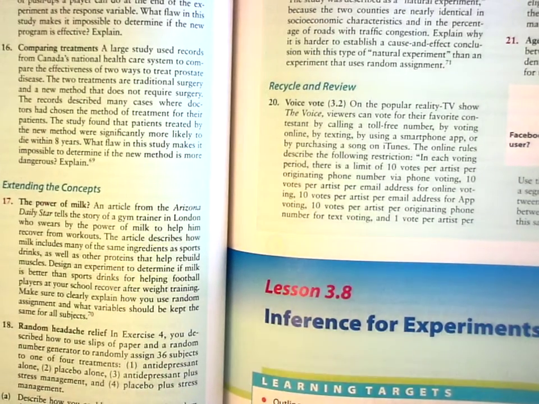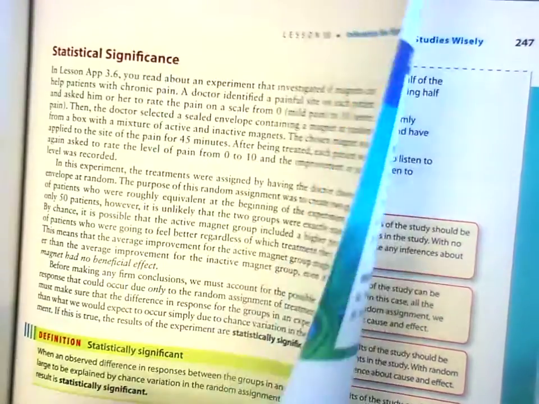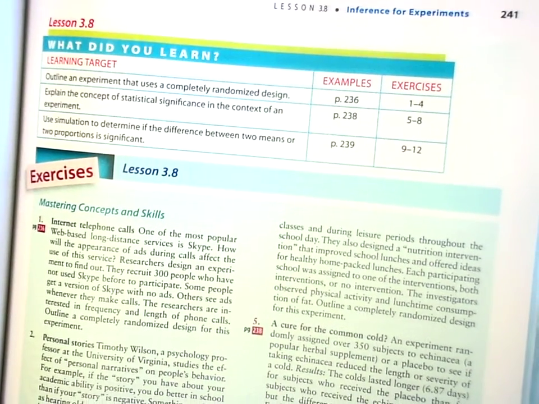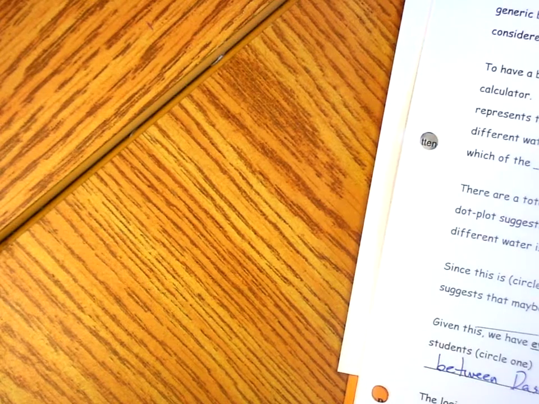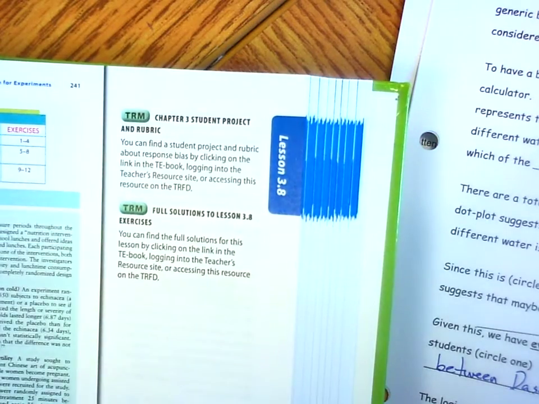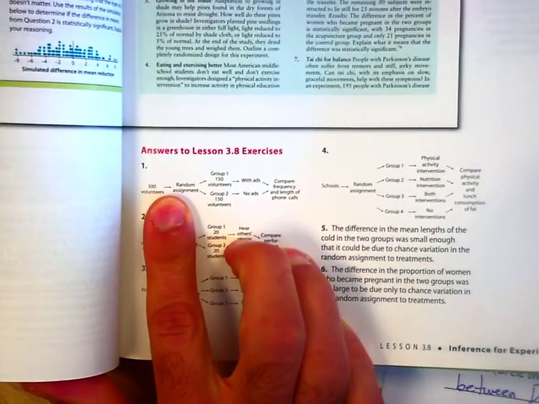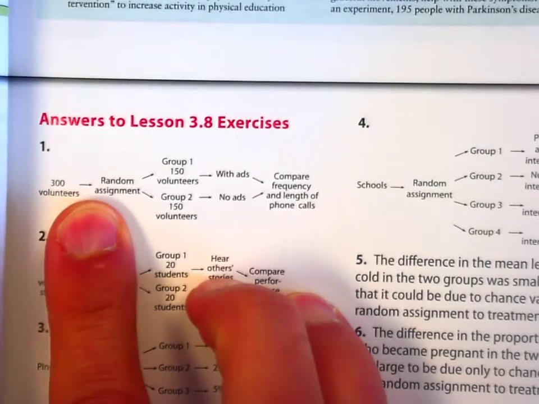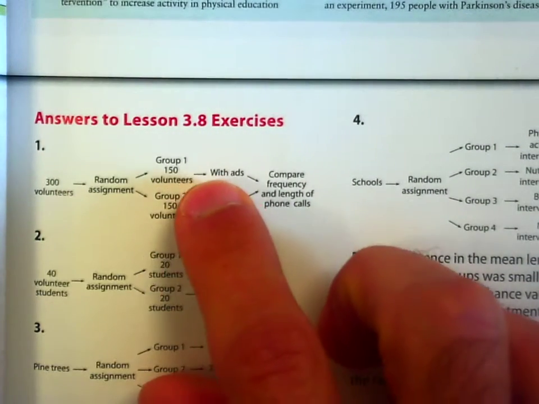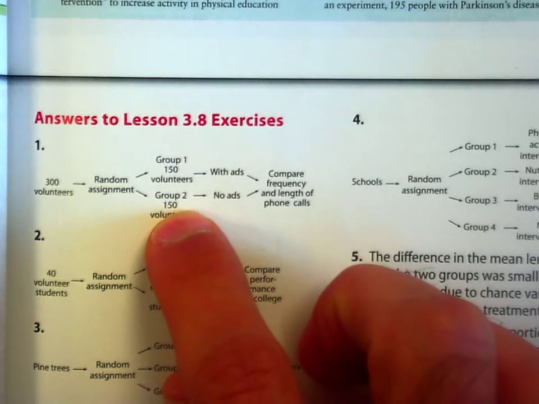So, designing experiments. The 2 questions that I wanted you to be able to draw a picture of regarding the experiment were on page 241. Those were questions 1 and 4. So here's the diagram for question number 1. Here's one way at least to draw it. We'll zoom in on it. So we start with 300 volunteers. It's really important then that we have random assignment into the 2 groups. We have a group of 150 volunteers here. We have a group of 150 volunteers here.